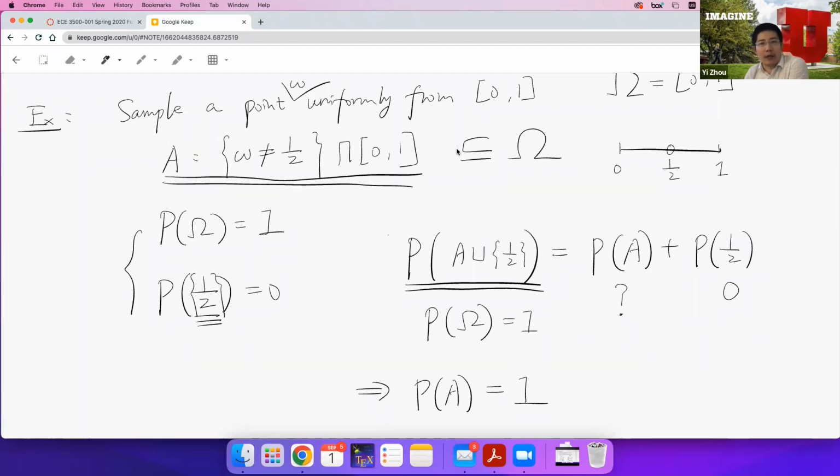So you can see that this event A happens with probability 1. But it does not include this possible outcome. So that's why we call it almost sure.